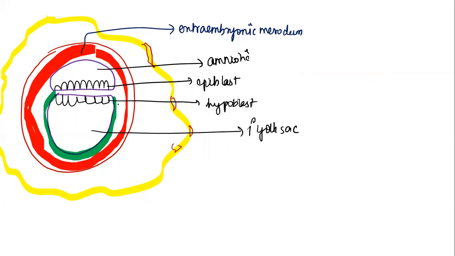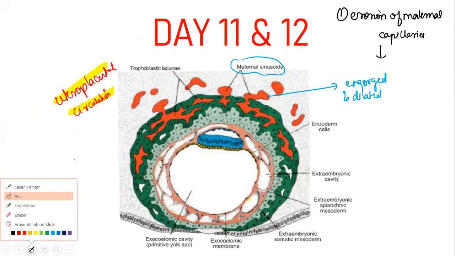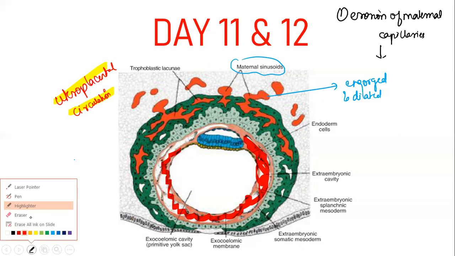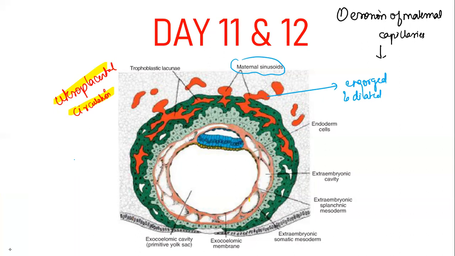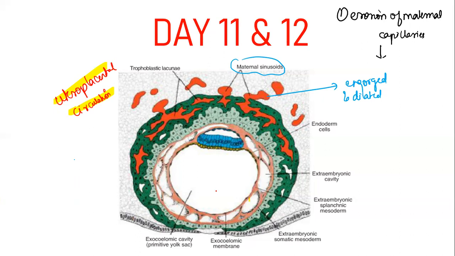extra-embryonic mesodermal cells. Now, what happens to these cells? Initially it would have been like this, fully without any spaces, the entire thing covered by the mesodermal cells. Then slowly the vacuoles begin to appear, and all of them combine to form a cavity called the extraembryonic cavity or the chorionic cavity.